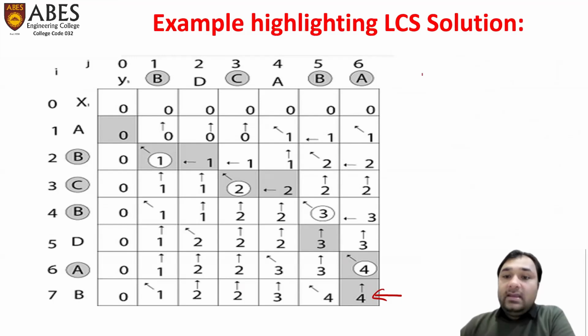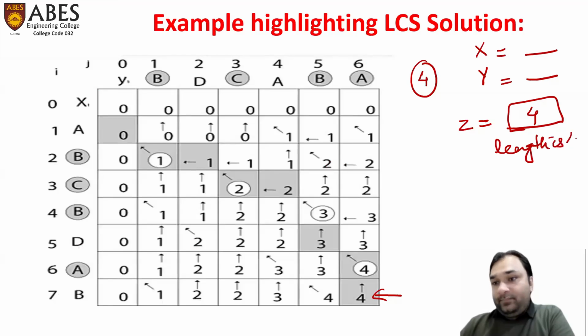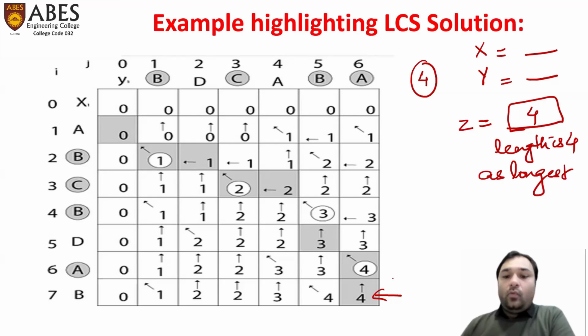This 4 means that the X and Y sequences have Z as a common sequence whose length is 4 as longest. So if 4 is pointing upward, it means that this will not be considered. Now we come to this element and it is pointing toward the diagonal. It means that this character and this character are same. Now we reach here.